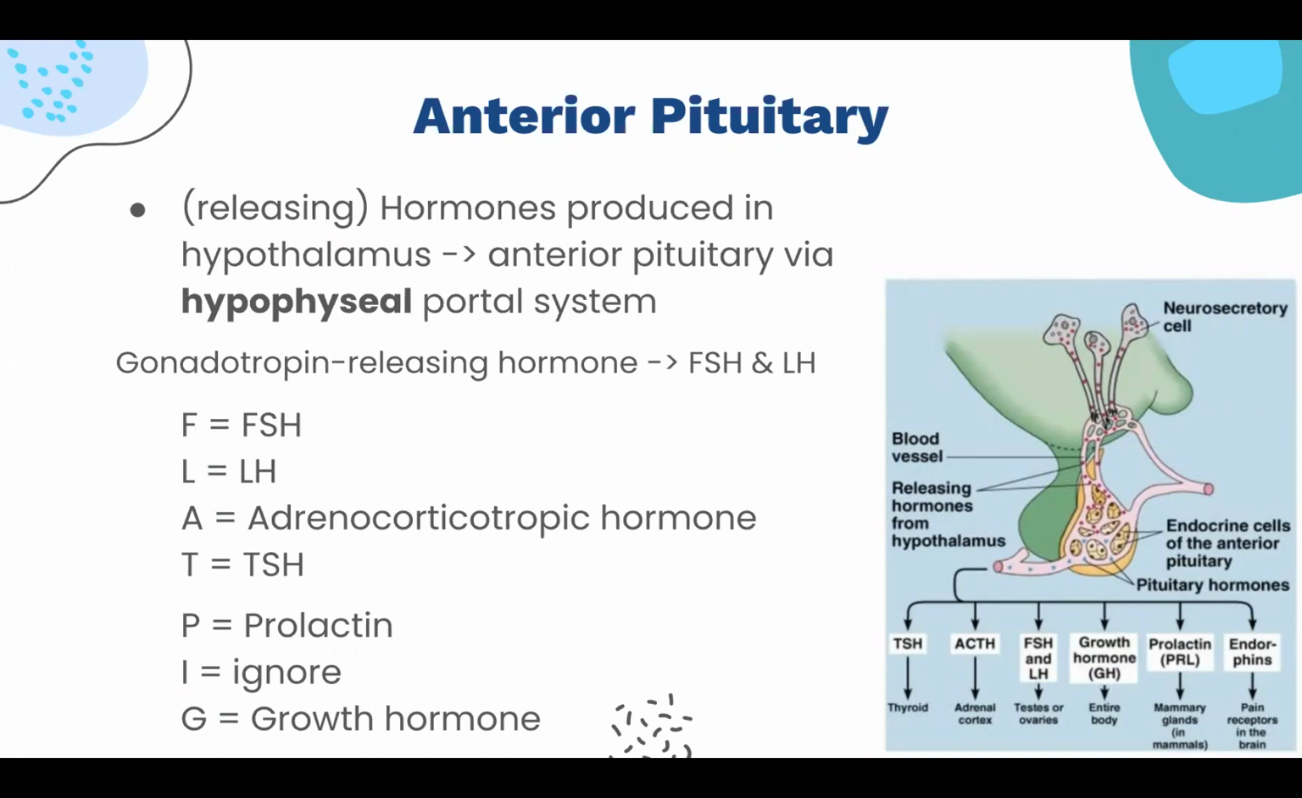Another example would be GnRH, which is produced in the hypothalamus and causes the release of FSH and LH by the anterior pituitary. Hormones produced by the anterior pituitary include FSH, LH, ACTH, TSH, prolactin, and growth hormone. You can remember all of these hormones by using the mnemonic FLAT PIG. The I would be ignore. These hormones will then travel via the blood vessels to their respective organs.